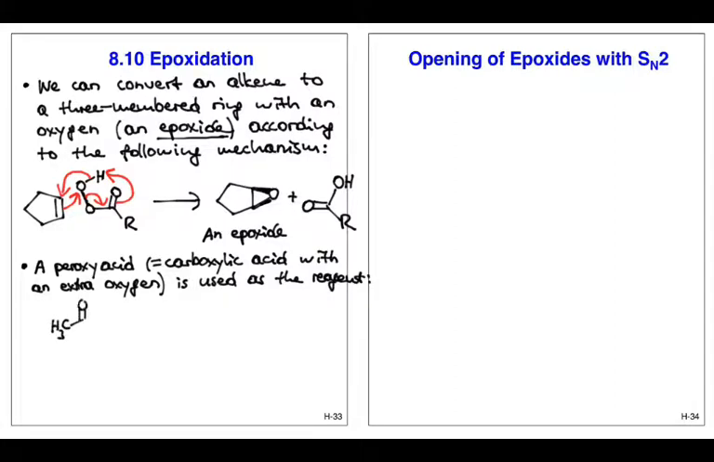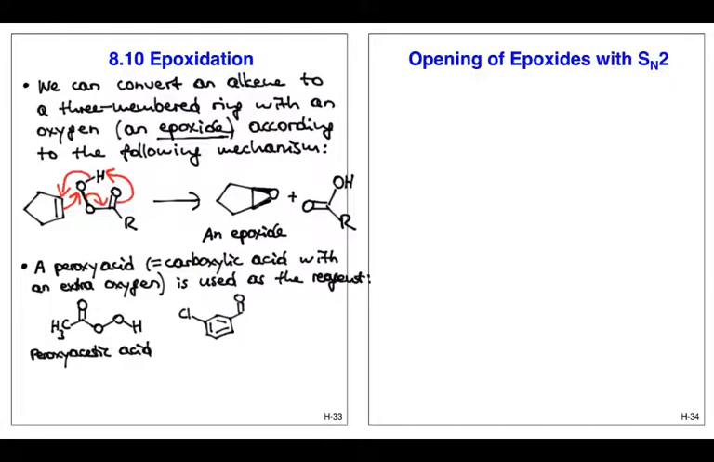Now here are two common reagents which are used in practice. The first one is essentially acetic acid, which has an extra oxygen inserted there, right? And so that's called peroxyacetic acid. Now the other one is much more complicated.